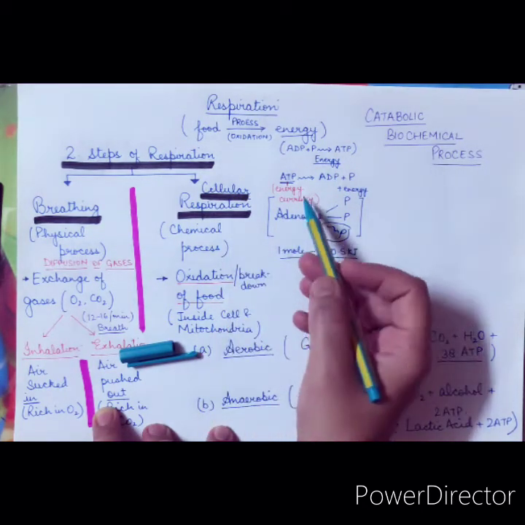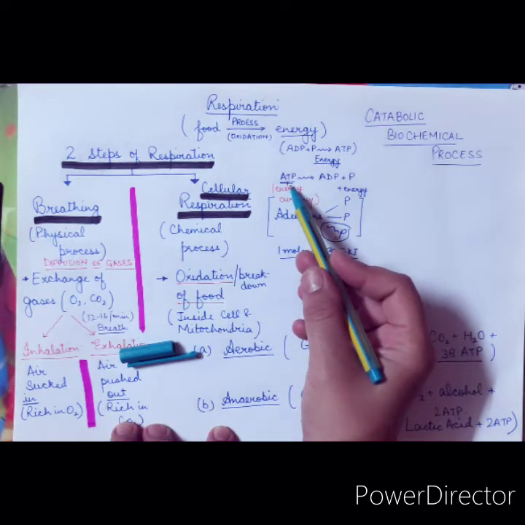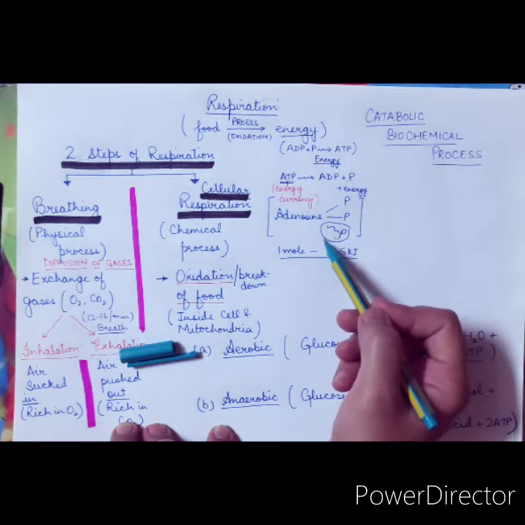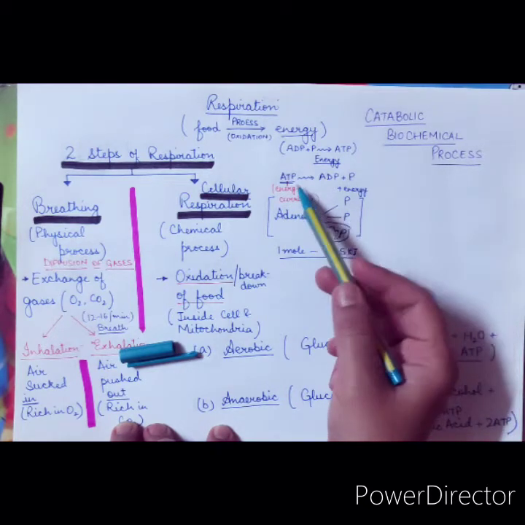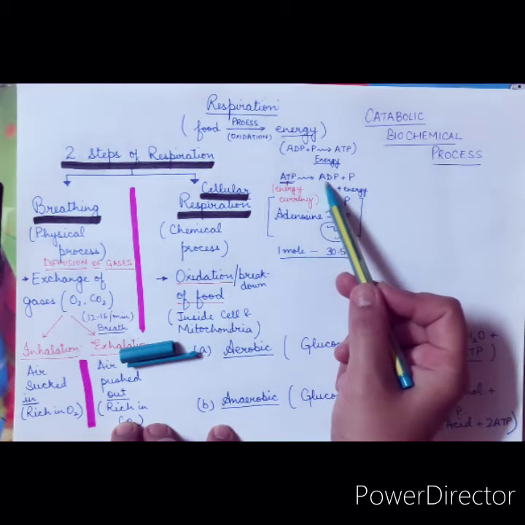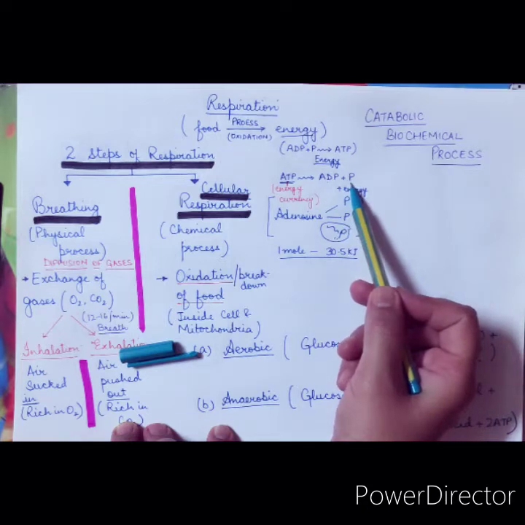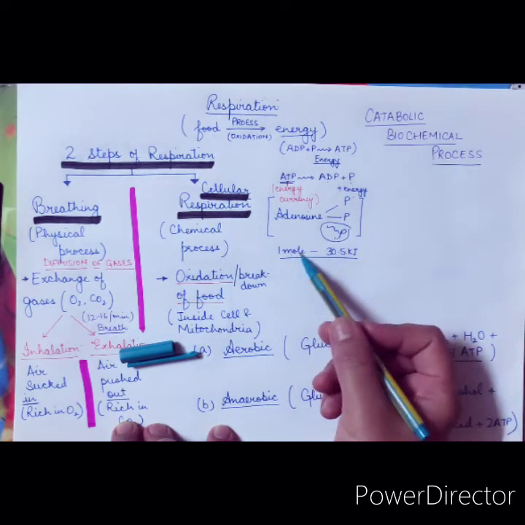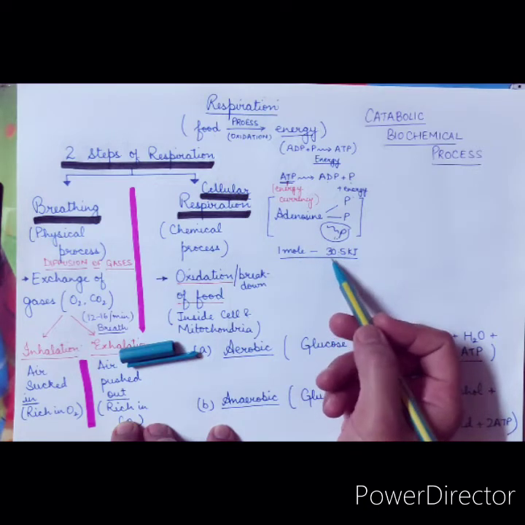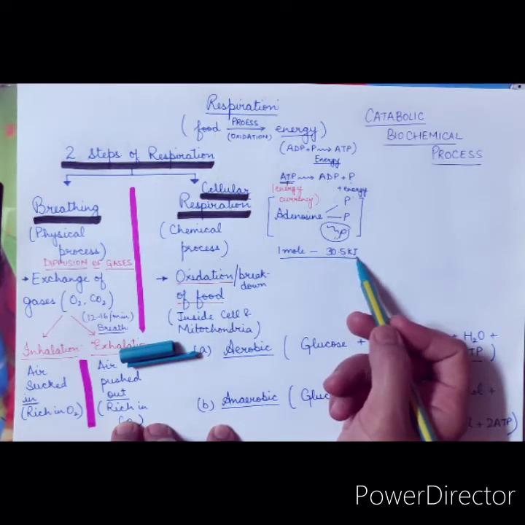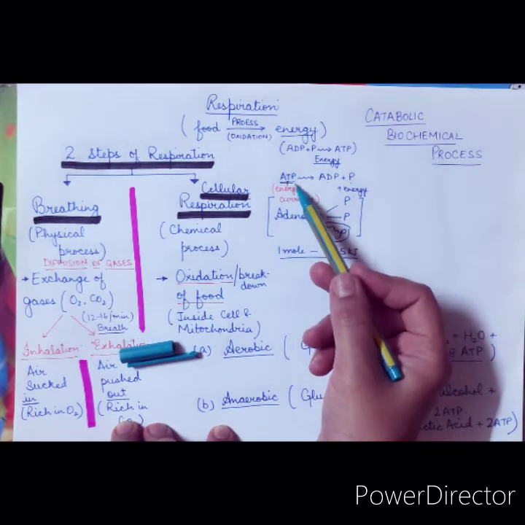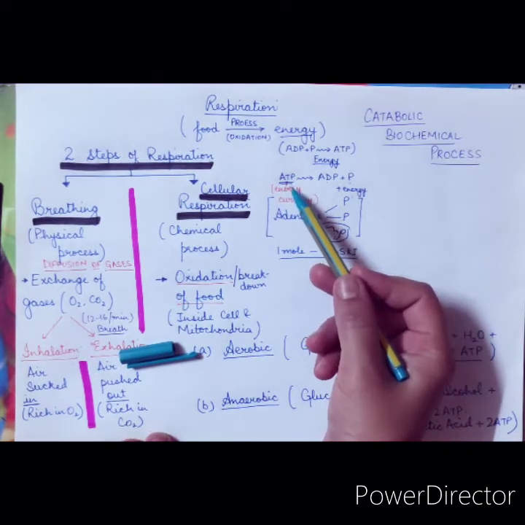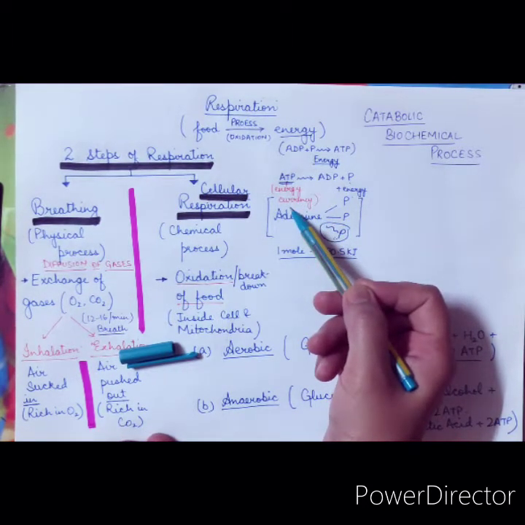And likewise, when the cell requires energy, this ATP third bond is broken down to release that energy, and this ATP again breaks into ADP and the free phosphate molecule with release of this energy. Approximately 1 mole of ATP releases 30.5 kilojoules of energy. ATP, that is why, is also known as the energy currency of the cell.